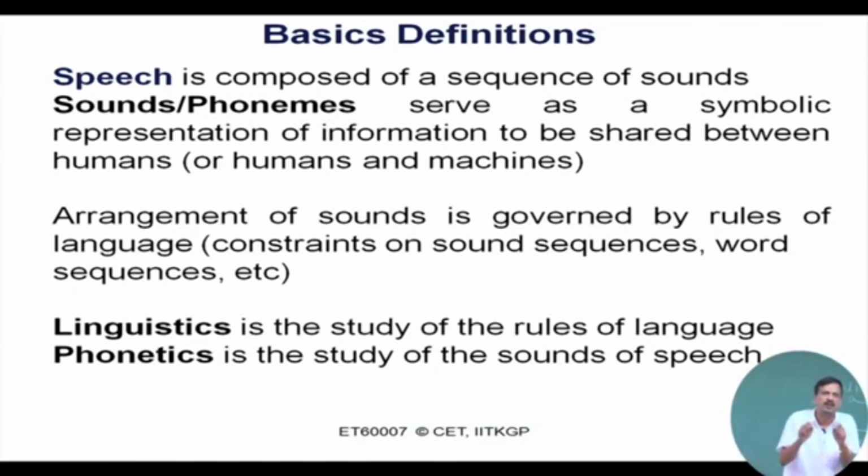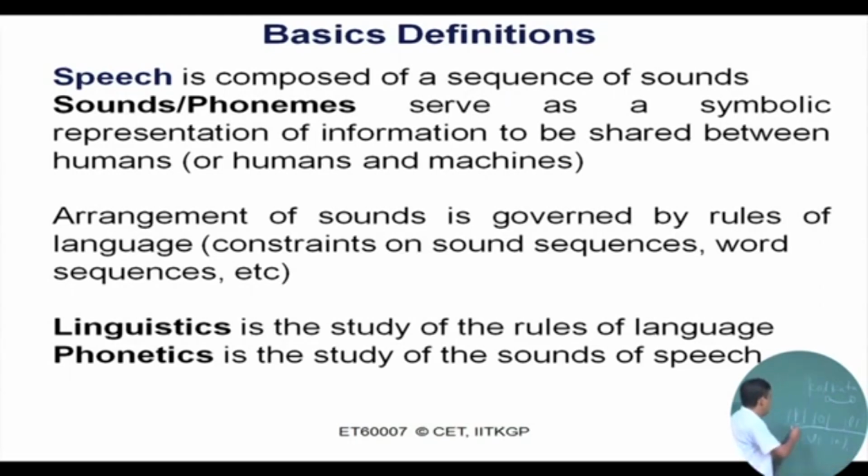There may be different kinds of rules applicable, and the rules may vary from language to language. The discipline which studies those things is called linguistics. Then how the different sounds are produced, or the study of the individual sounds, is called phonetics.